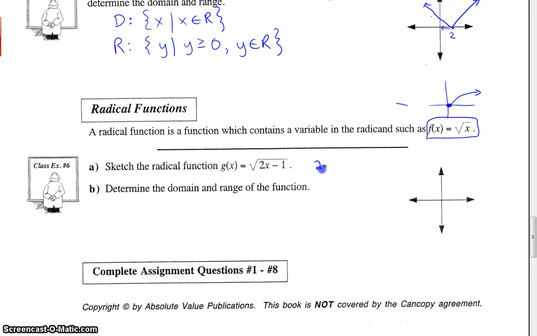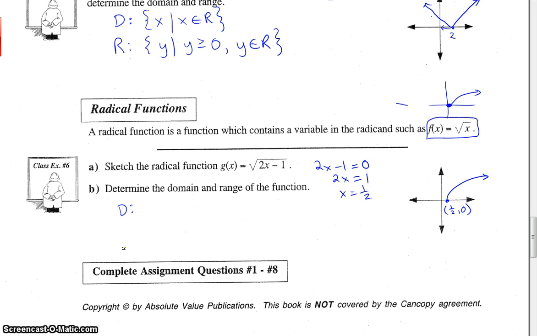Okay, so let's just do that. 2x minus 1 equals 0. Solve for x, so add 1 to the other side, and divide both sides by 2. Okay, so we know that that key point is at 1/2 and 0 for y. And there we go. Now that we have that, we can get our domain.